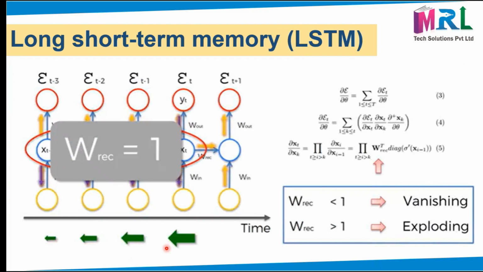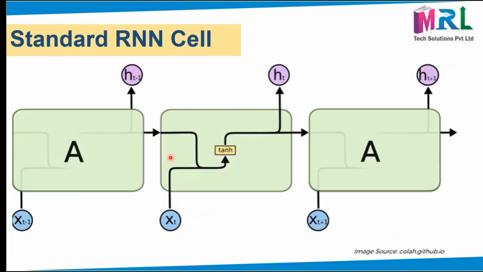How the long short term memory network works is, we make this WREC equal to 1. When it is very less, it is vanishing. When it is greater than 1, it is exploding. So we come to the conclusion that when you make this WREC equal to 1, we can avoid both vanishing and exploding. So how can we do that?